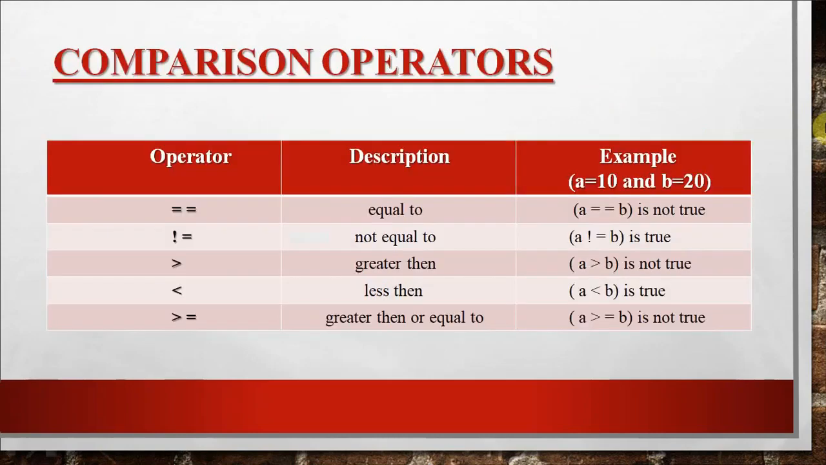Now you can see here the comparison operators. The double equal sign is for equal to, and this is not equal to, this is greater than, this is less than, and this is greater than or equal to. In the same way, less than or equal to. So we have different comparison operators. We can use these comparison operators with the a and b variables. If you write a double equals b, it will return false. If a not equal to b, it will return true. If a greater than b, it will return false. If a less than b, it will return true. If a greater than or equal to b, it will again return false. So this way we can use comparison operators.